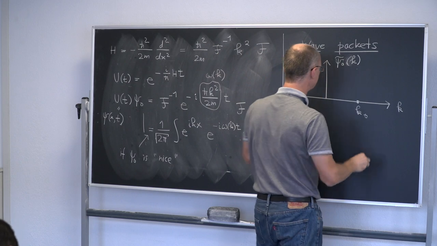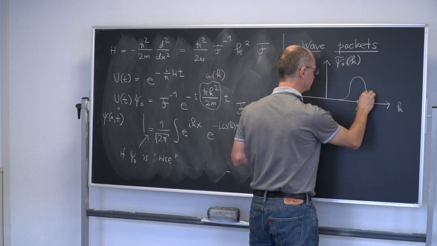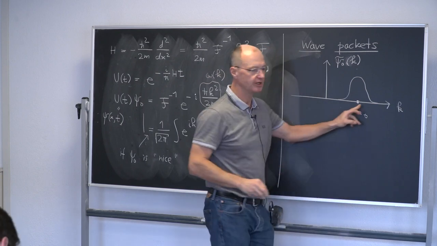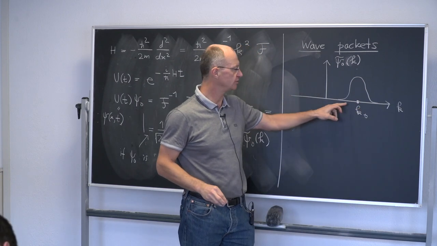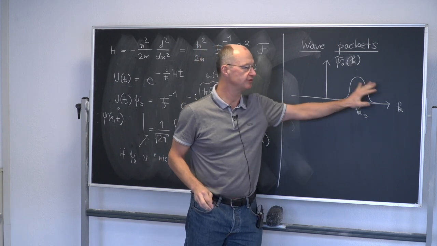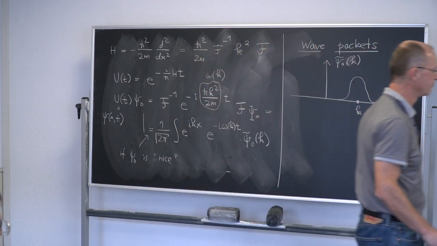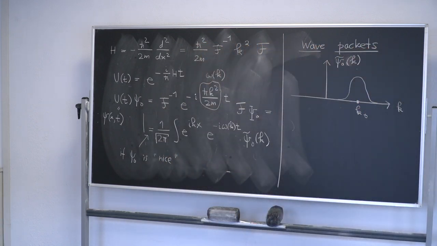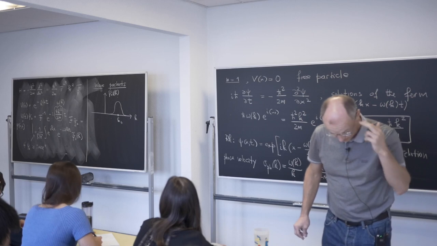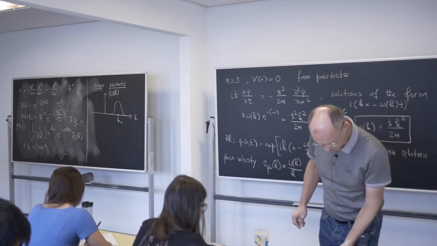And let's suppose that psi naught tilde is supported somewhere near k naught. I will now say precisely in which way. So I assume that the Fourier transform is concentrated near some point on the k-axis. So let me introduce the following notation.